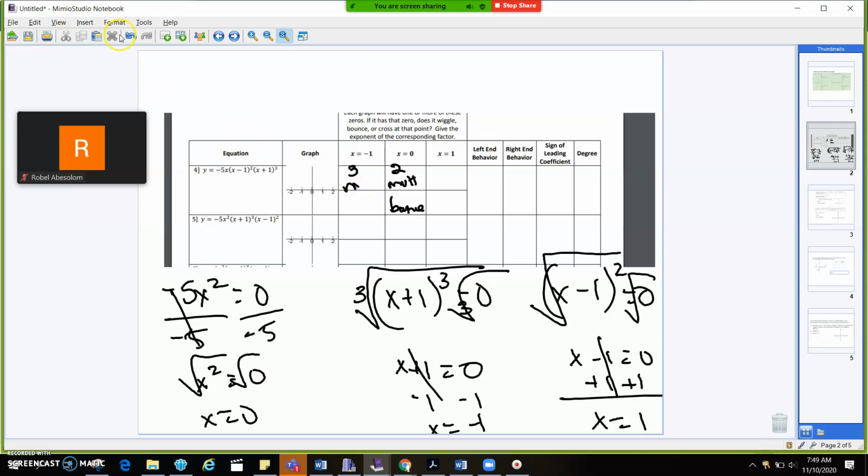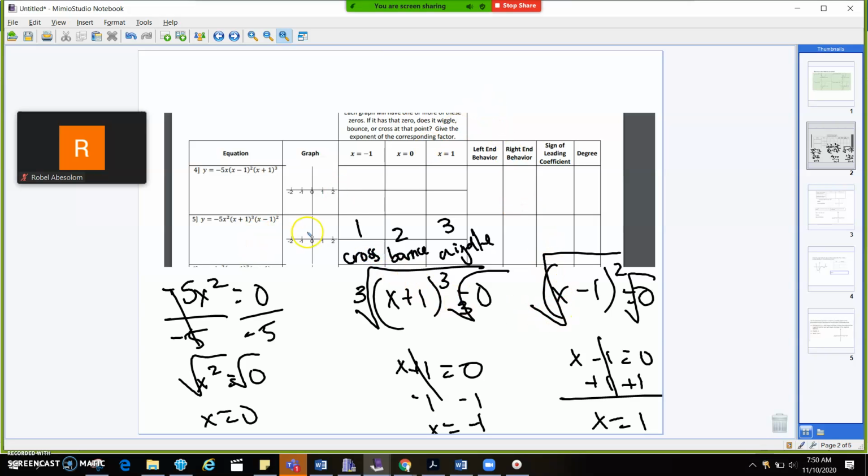Oh, I'm sorry, this needs to go all down. So sorry. Multiplicity of 2, bounce. Multiplicity of 3, wiggle. And multiplicity of 1, and that's going to be a cross.